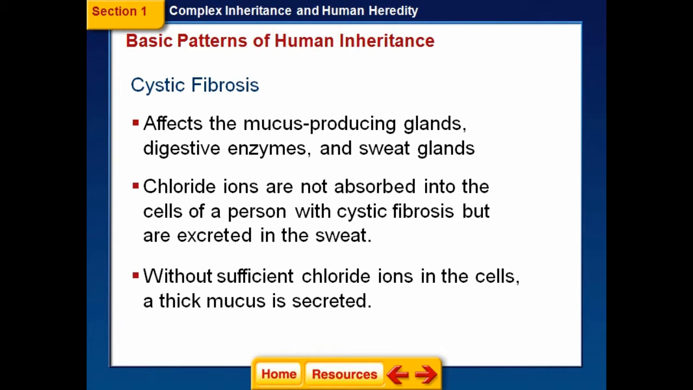Cystic fibrosis. This affects the mucus-producing glands, the digestive enzymes, and the sweat glands. Chloride ions are not absorbed into the cells of a person with this disease, but are excreted in the sweat. And without sufficient chloride ions in the cells, a thick mucus is secreted. This mucus builds up in their lungs, and they need help to get it out of their lungs because if they don't, they'll literally suffocate in their own mucus.